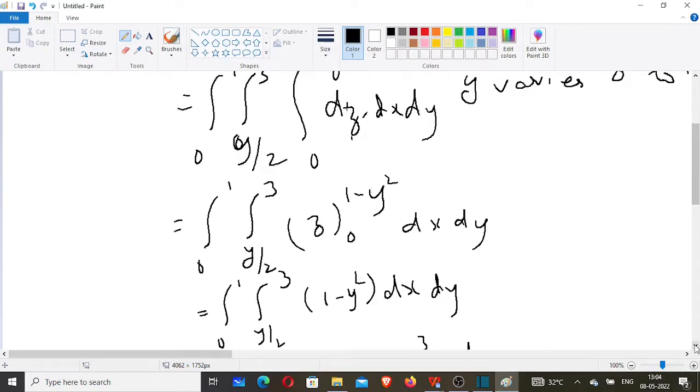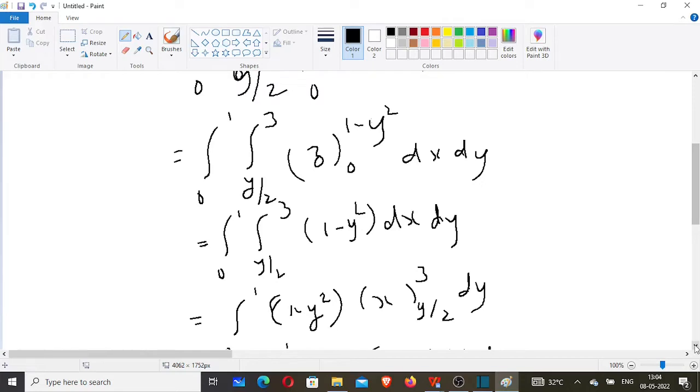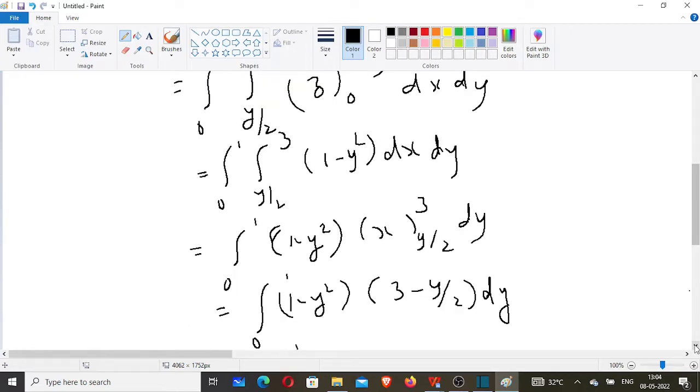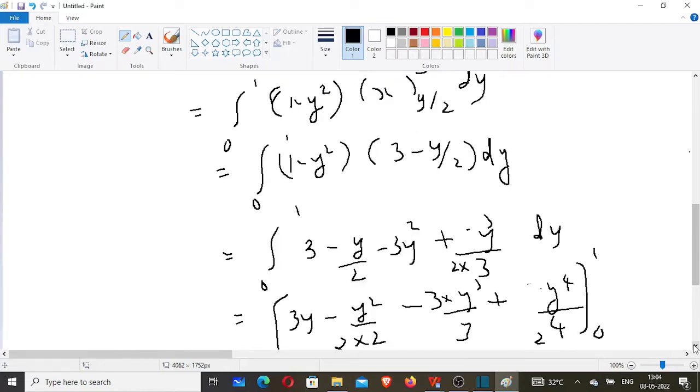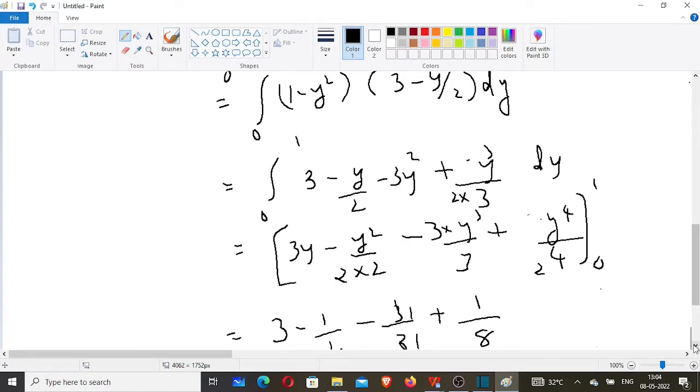Now we have to integrate with respect to x. Then 1 minus y square is constant, we can take outside. Integral dx is x within the limit y by 2 to 3 dy. So it becomes integral 0 to 1 of 1 minus y square into 3 minus y by 2 dy. Now when we expand, we will get 3 minus y by 2 minus 3y square plus y cube by 2. So it becomes 3y minus y square by 2 minus 3y cube by 3 plus y raised to 4 by 4.